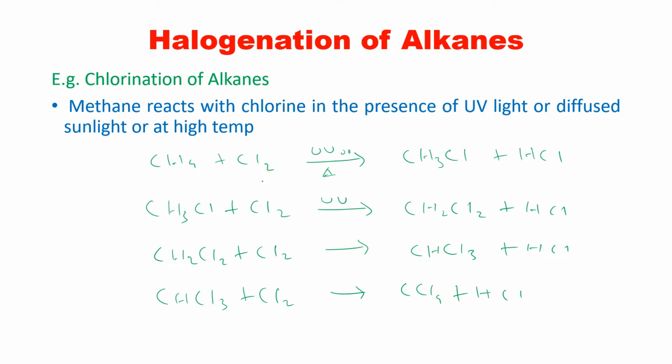We will understand it by a mechanism. How does it happen? It is a general reaction that forms first methyl chloride, after that dichloromethane, then chloroform, and after that carbon tetrachloride. So this reaction continues in UV. Now we'll see the mechanism.